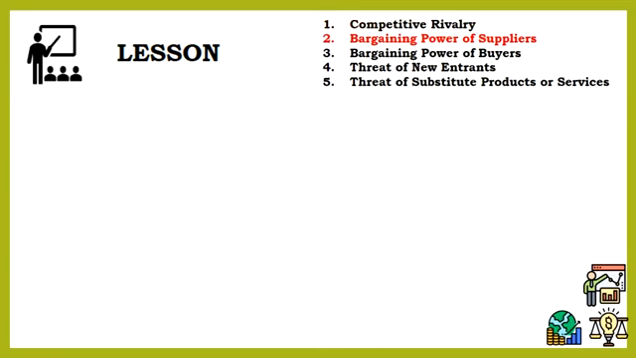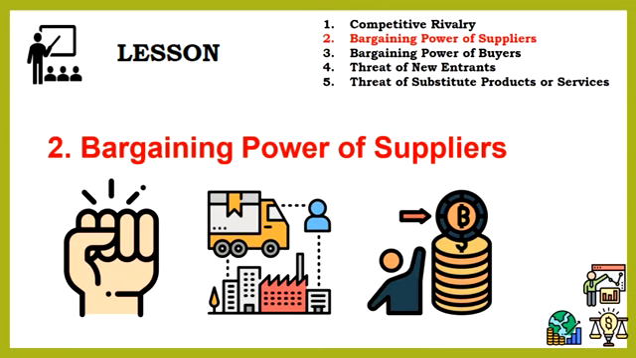Number 2 force, bargaining power of suppliers. This force analyzes how much power a business's suppliers have and how much control they have over the potential to raise prices, which in turn would lower a business's profitability. And also, it looks at the number of suppliers available. So the fewer there are, the more power they have.